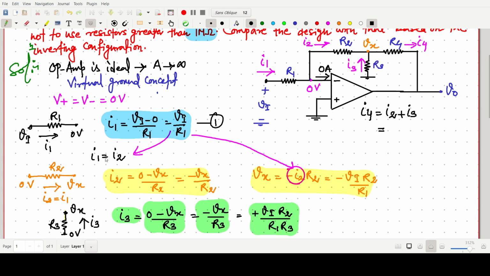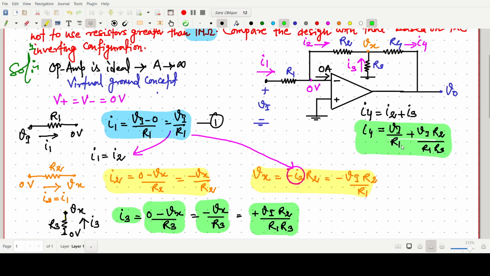I1 equals I2, means Vi by R1. So Vi by R1 plus I3, and I3 we can write as Vi R2 by R1 R3. So this one is the I4 expression: I4 equals Vi by R1 plus Vi R2 by R1 R3. Okay, so this one is also an important result, so better to highlight.